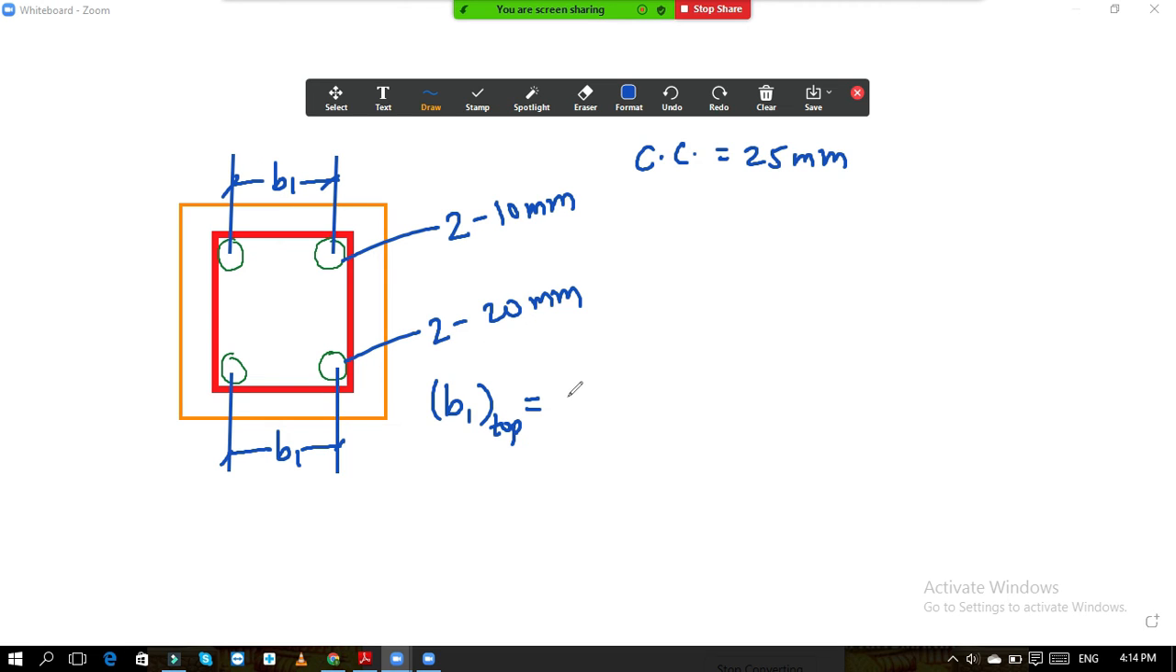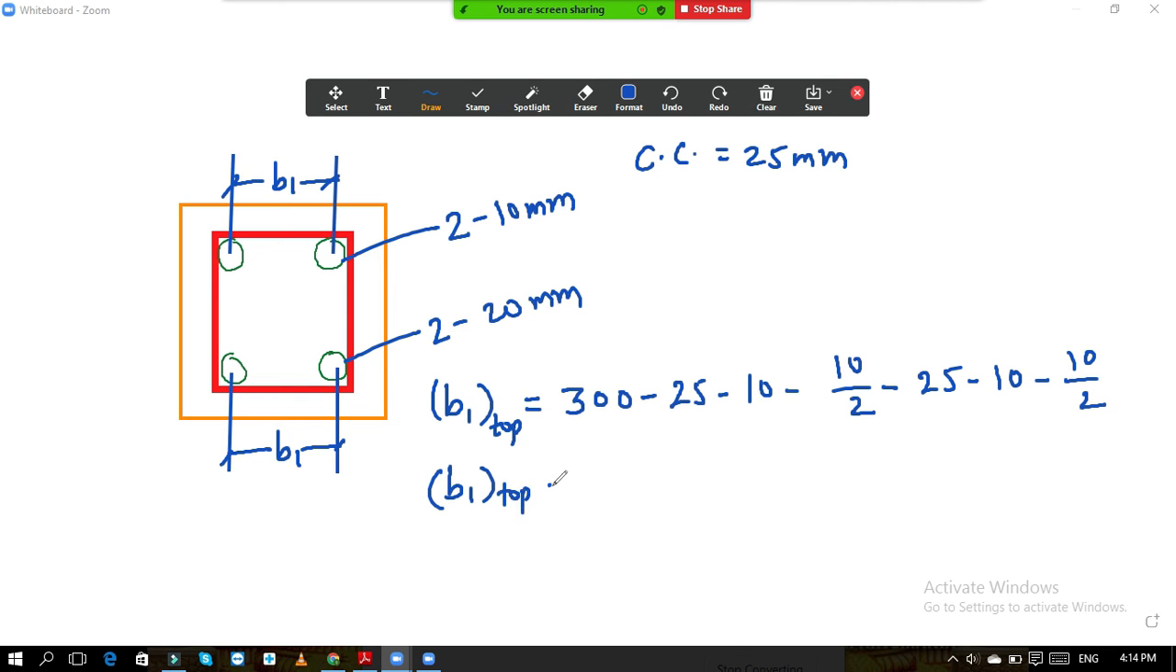So now if I calculate this, suppose the beam width is 300 minus clear cover 25, minus stirrup bar 10, and then minus half of bar diameter, that is 10 by 2. Similarly, this should be repeated from the other side also. Okay, so here you will get the value of B1 from top, at top.